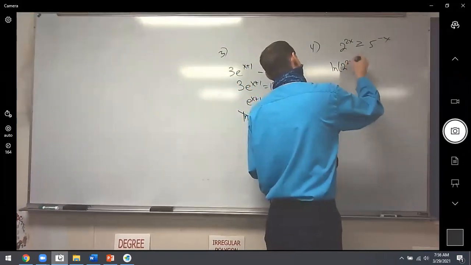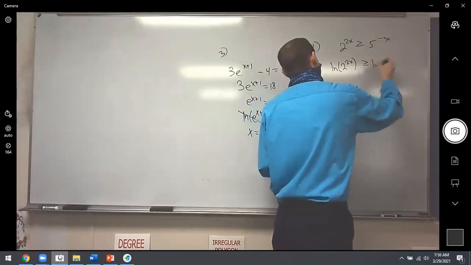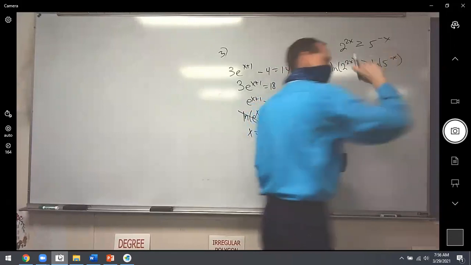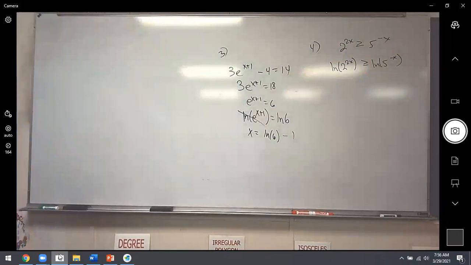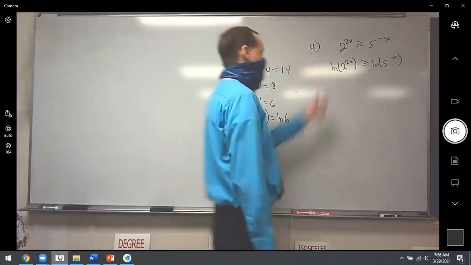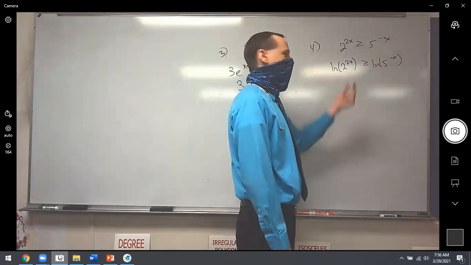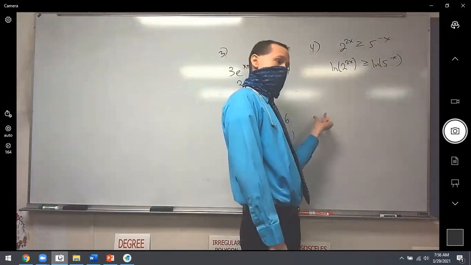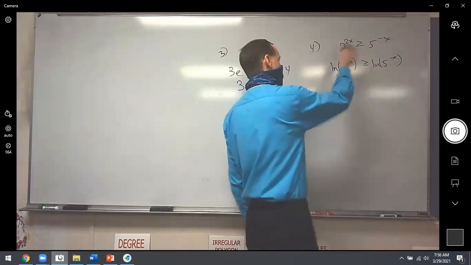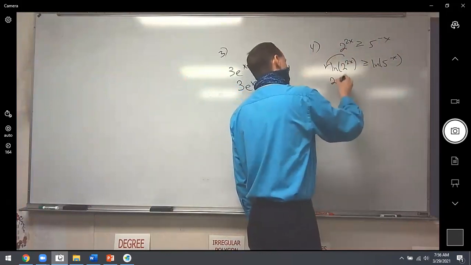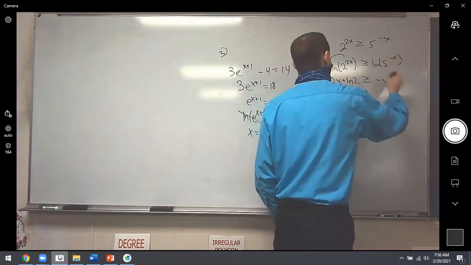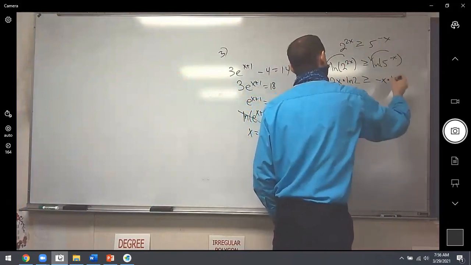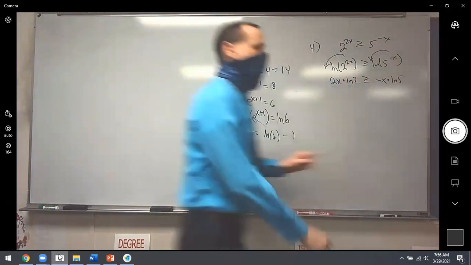Natural log of this side. And now, even though it's an inequality, you do the exact same things. The only thing you ever have to do different is what? Worry about multiplying or dividing by a negative, right? That's pretty much it, and flip it. And these bases do not match, but that's okay, because as we've been practicing quite a bit, the exponents just come out in front, right? So 2x comes out. So now I have 2x times natural log of 2. And same thing here, the exponent of negative x will come out. So I have negative x times natural log of 5.